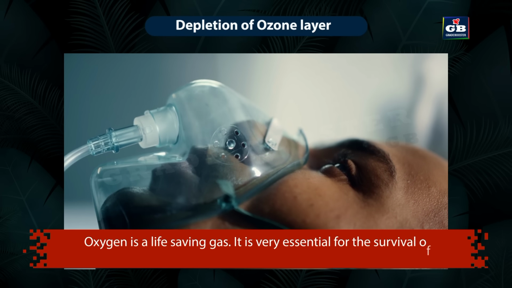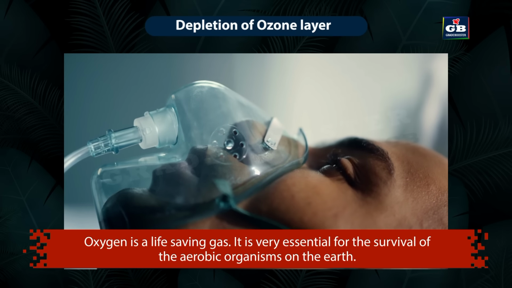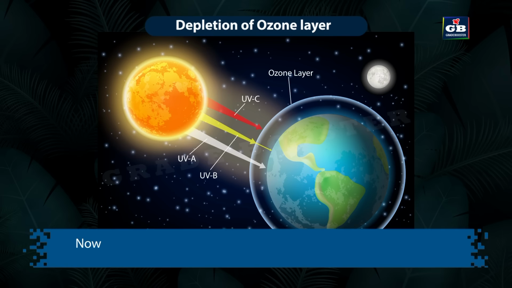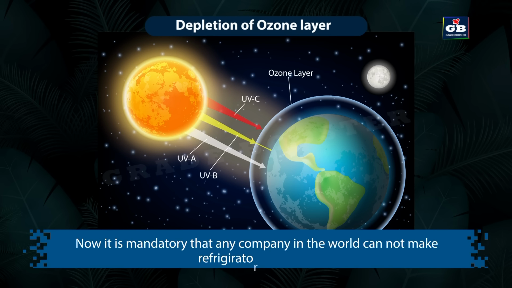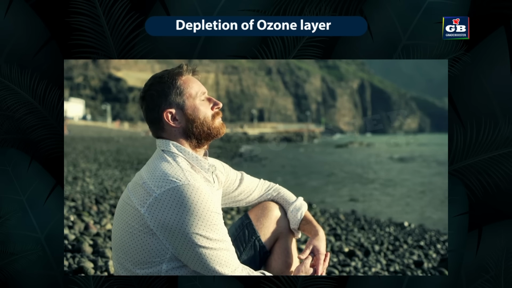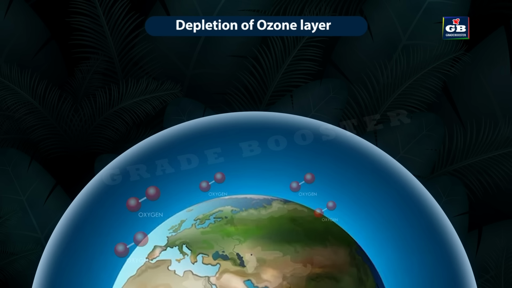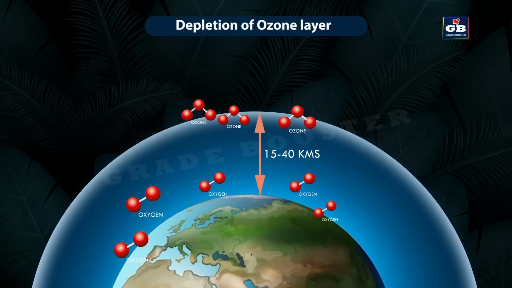Oxygen is a life-saving gas. It is very essential for the survival of the aerobic organisms on the earth. Whereas ozone is a deadly poisonous gas. But it protects us from the harmful UV radiation of the sun. Overexposure to this UV radiation can cause skin cancer in humans. Oxygen is present in atmosphere, but ozone is found at the higher levels of the atmosphere, that is 15 to 40 kilometers above the surface of the earth.